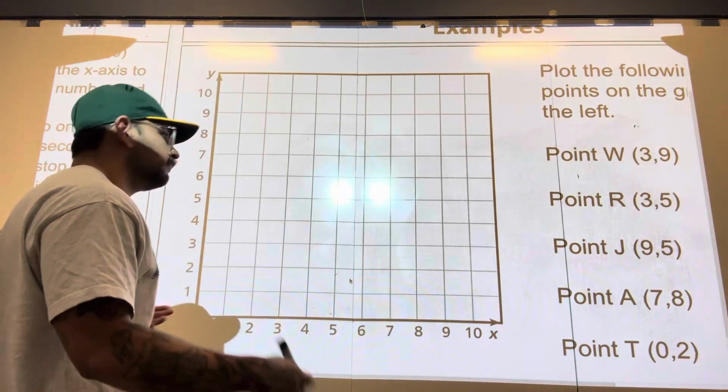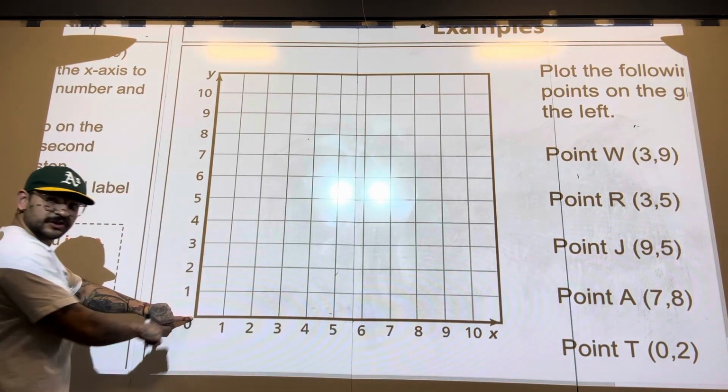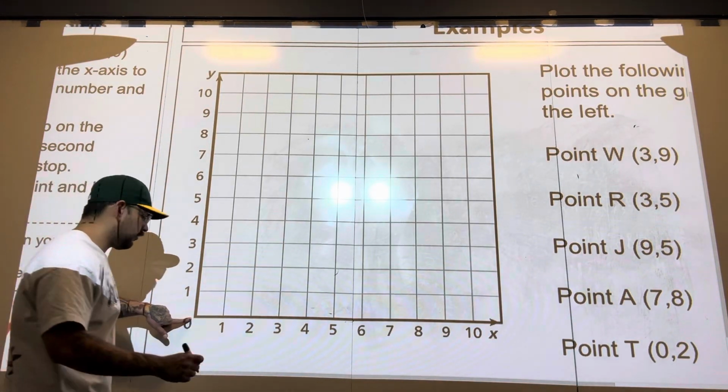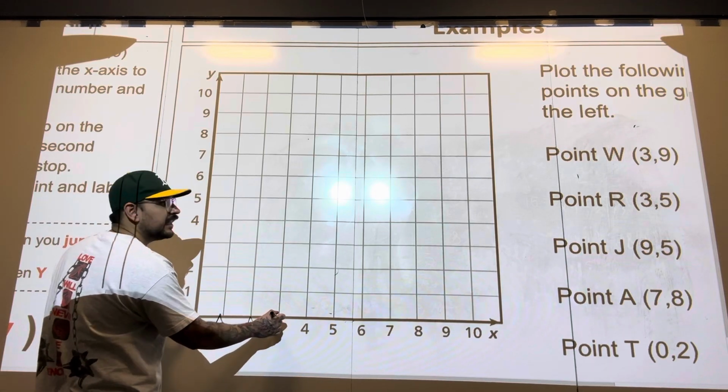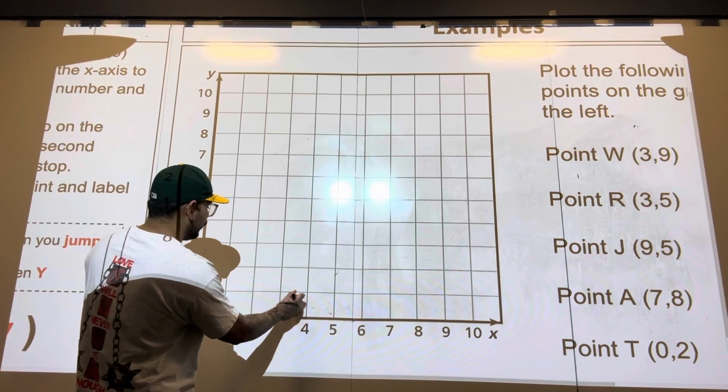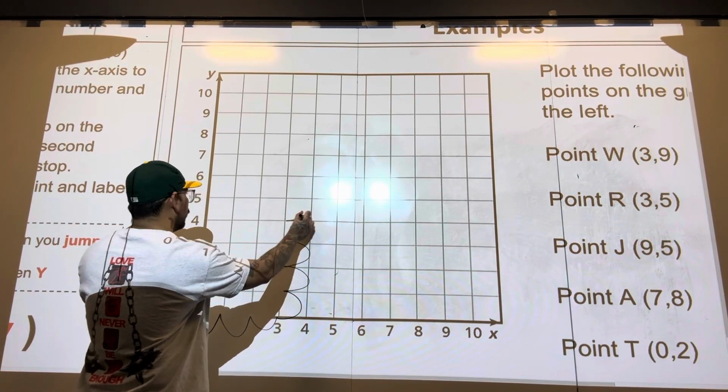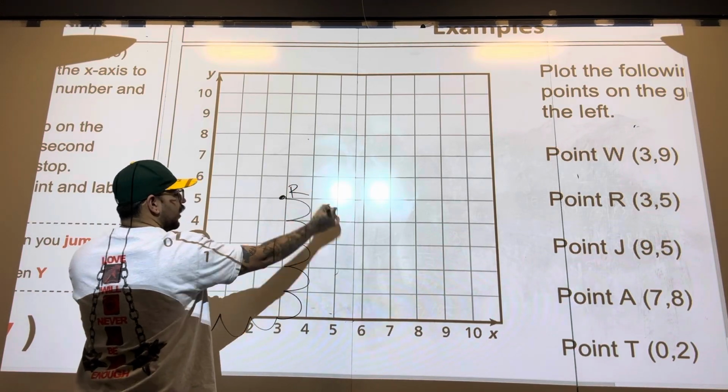3 and 5. So start at our origin 0, 0, and it tells us that we need to run 3 times to the right. 1, 2, 3. And then we need to jump 5 times up the y-axis. 1, 2, 3, 4, 5. So that's our point R.